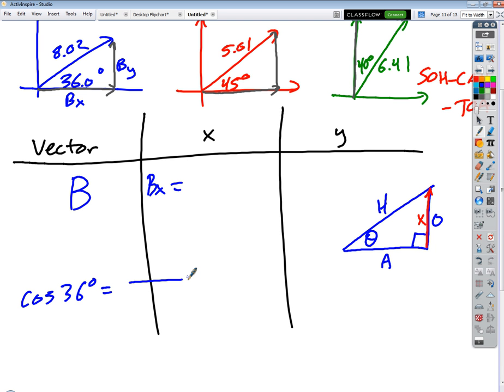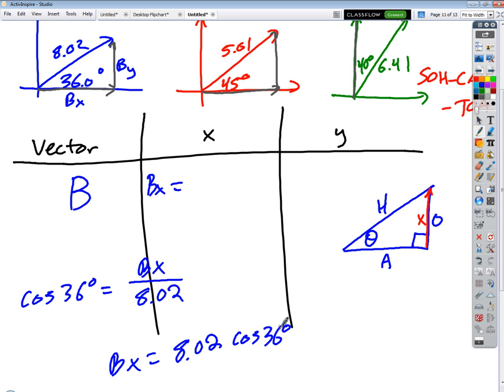From this triangle? B sub x over. Does that make sense? So it equals B sub x, which is what we're trying to find, over the hypotenuse, which is 8.02. To get B sub x by itself, how do you undo dividing by 8.02? Multiply. Okay, so then we'd end up with B sub x equals 8.02 times cosine 36.